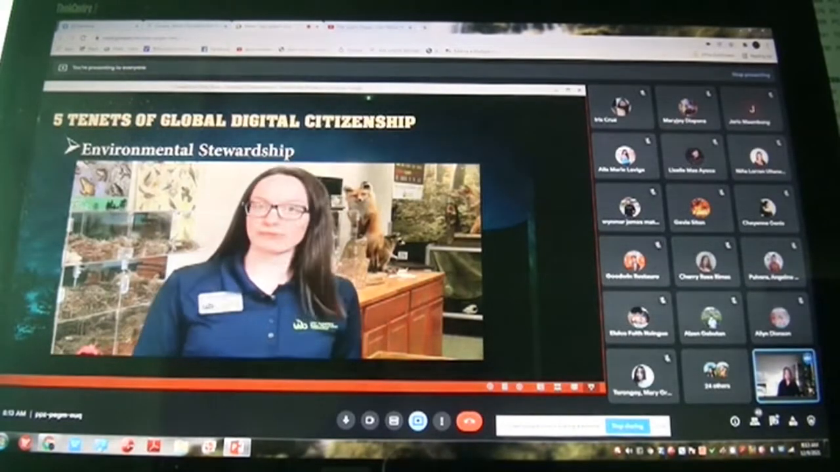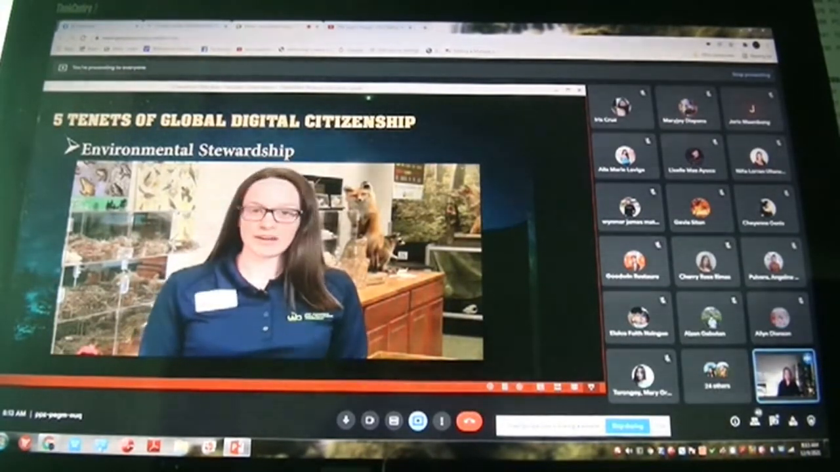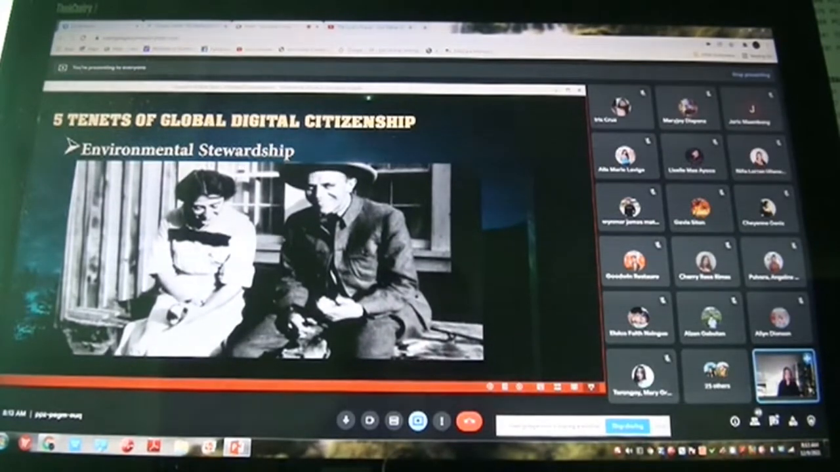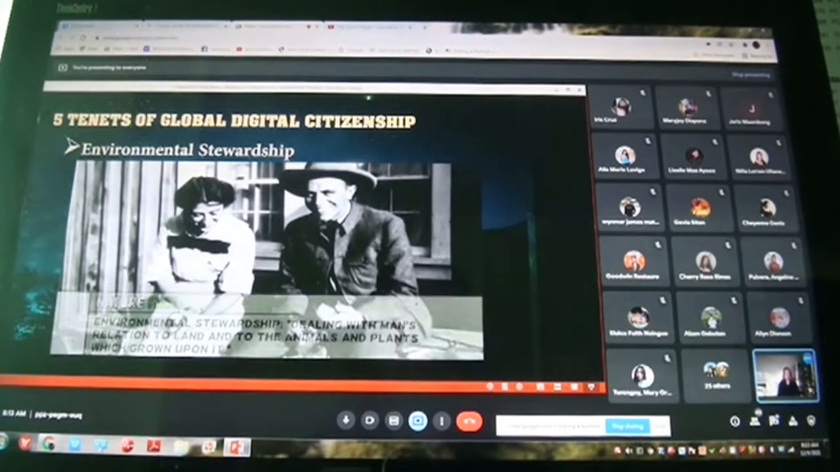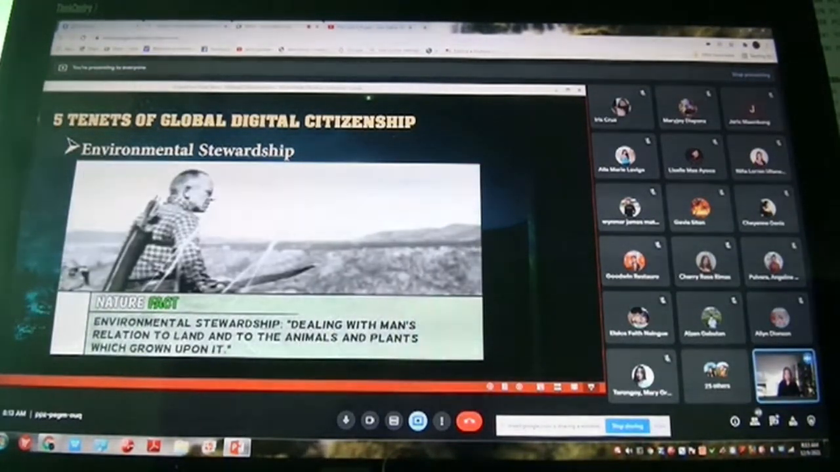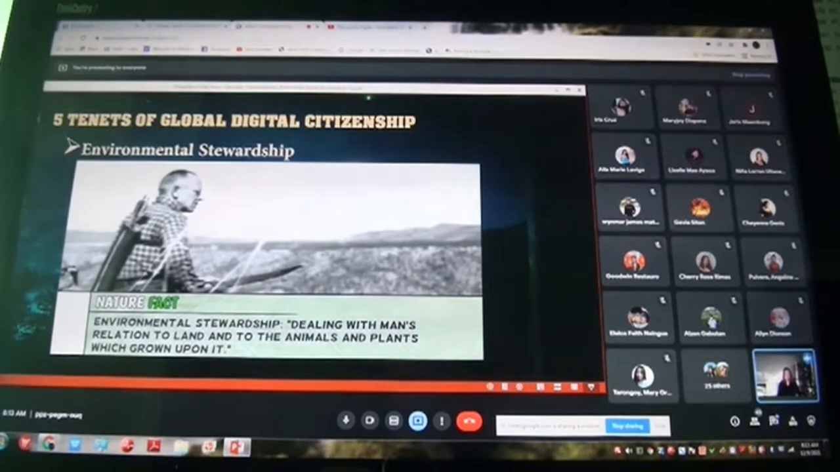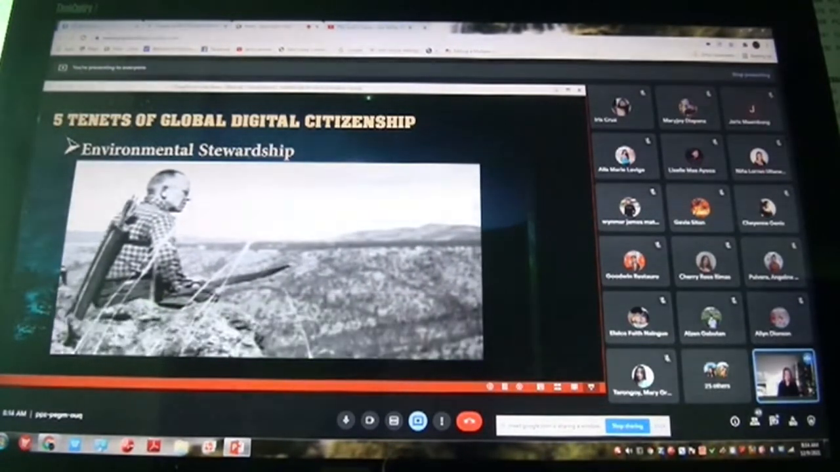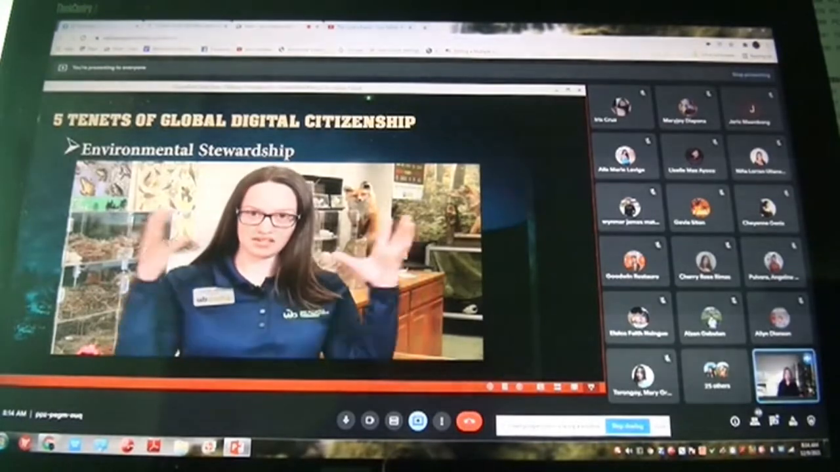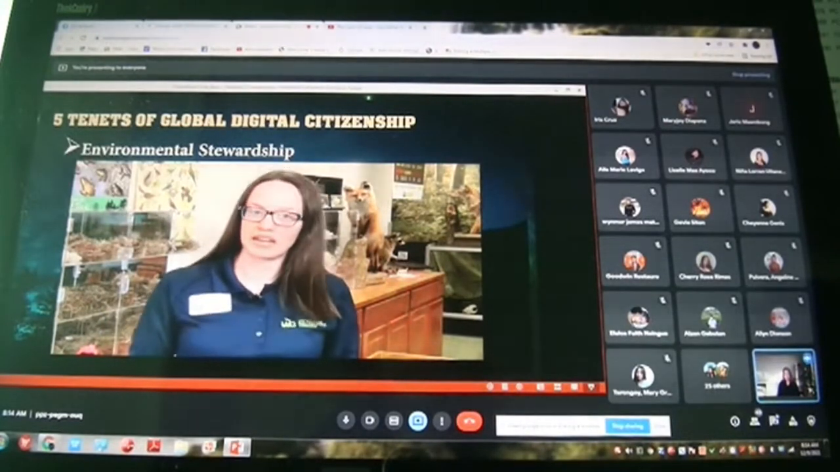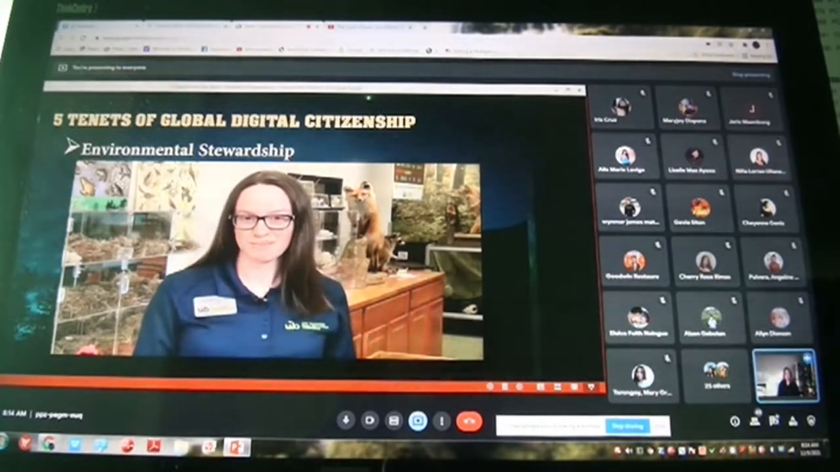Have you ever heard of Aldo Leopold? He's a really famous person who is an environmental steward, and he actually championed the concept of environmental stewardship. And he defines it as dealing with man's relation to the land and to the animals and to the plants which grow upon it. So environmental stewardship really encompasses all of the earth, the plants, the animals, and the land, as Aldo Leopold tells us.